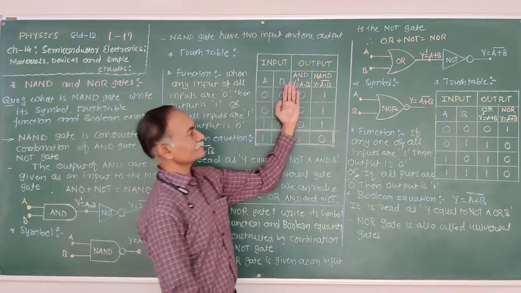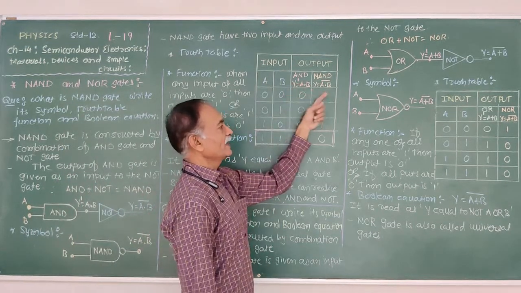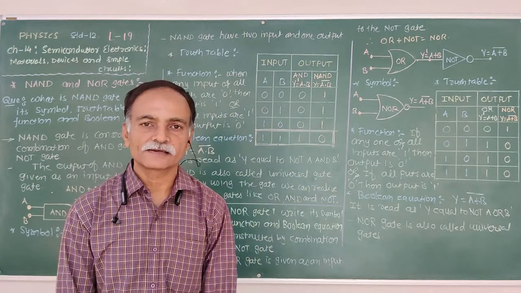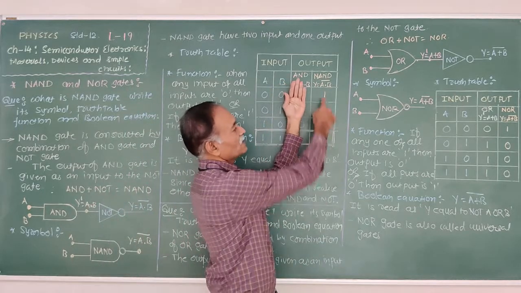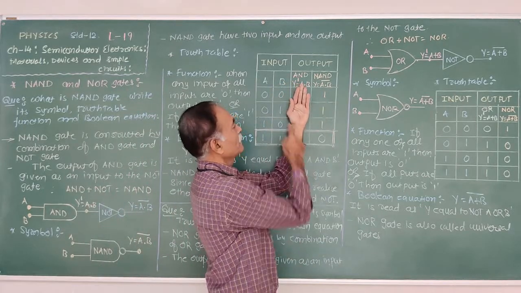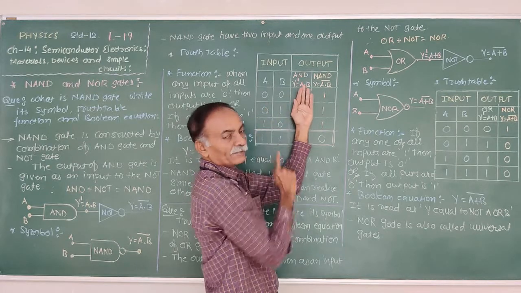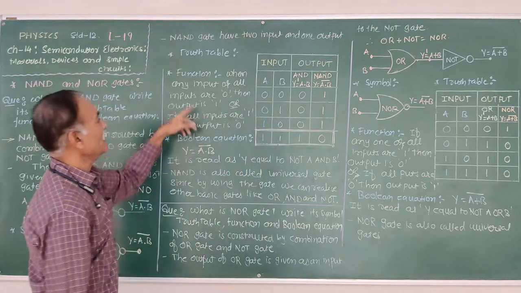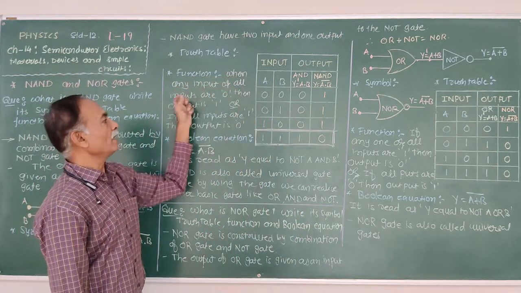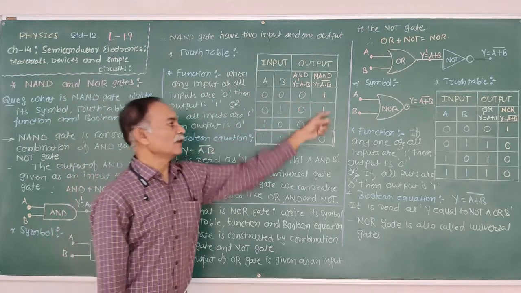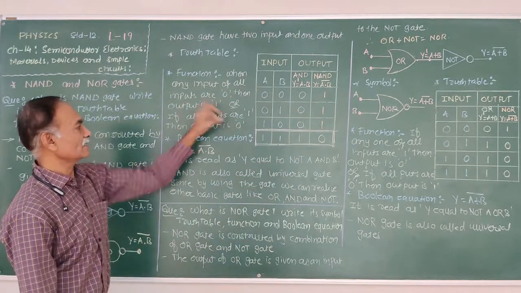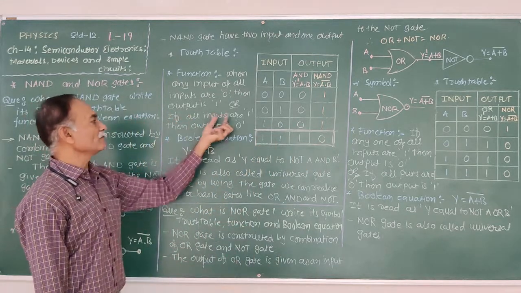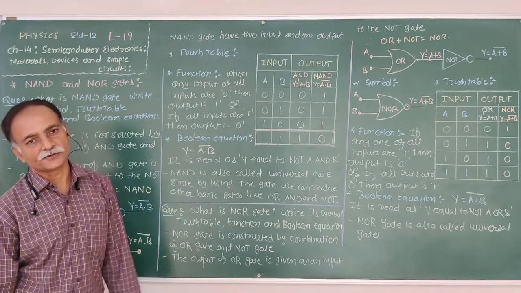Again we repeat it. The output of a NAND gate is 1, 1, 1, 0. We can describe the function of the NAND gate in two different ways. First, on the basis of output 1: output 1 is obtained if any one input is 0 or all inputs are 0. So when any input or all inputs are 0, the output is 1. Or in the other method, the output is 0 if all inputs are 1. That means if all inputs are 1, then the output is 0.